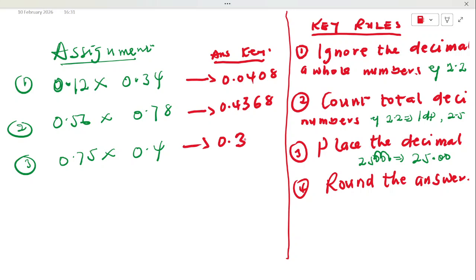All right, so this is it. You have now learned how to multiply decimals, and then I will encourage you to keep practicing this problem until you feel confident.